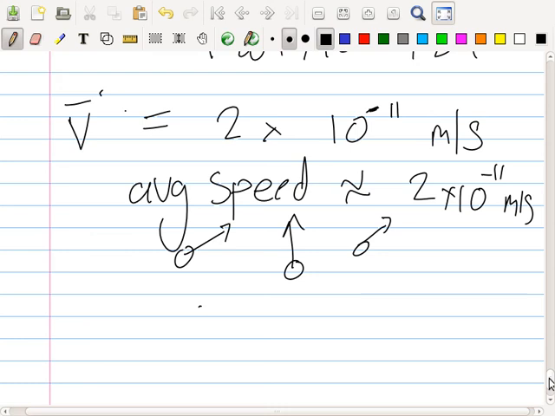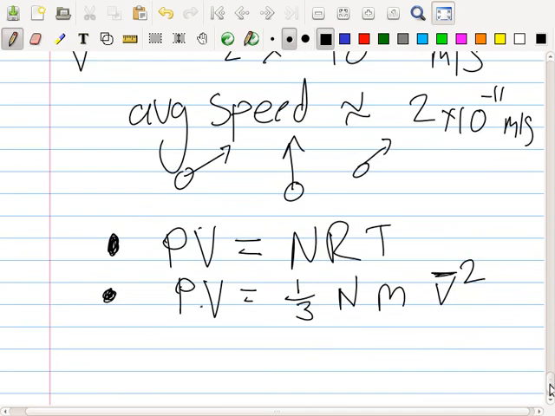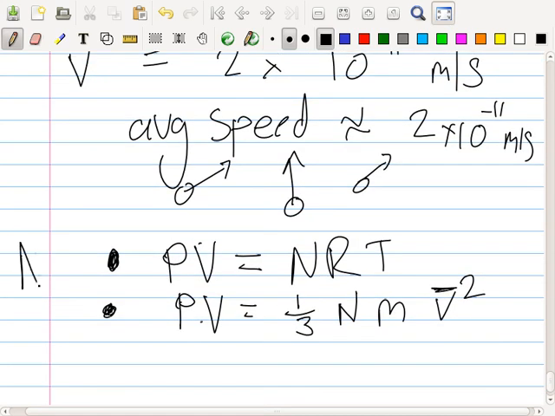We can Google it. Yeah, I suppose we could actually. So anyways, you have two important formulas. The first one, PV equals nRT. And then the other one is PV equals 1/3 m v squared, where v is the average speed squared. So these are important.